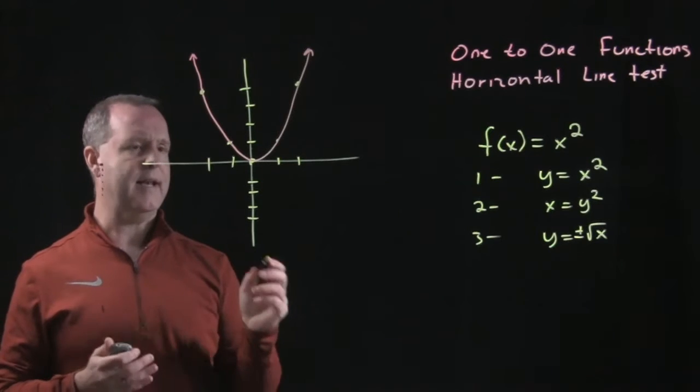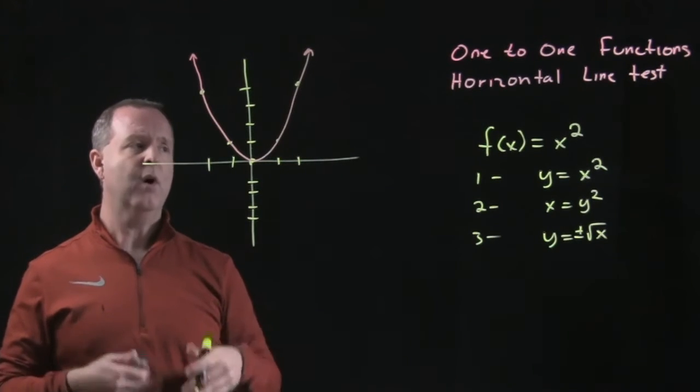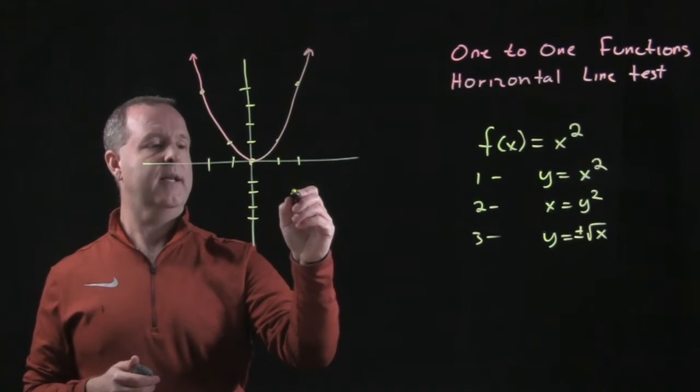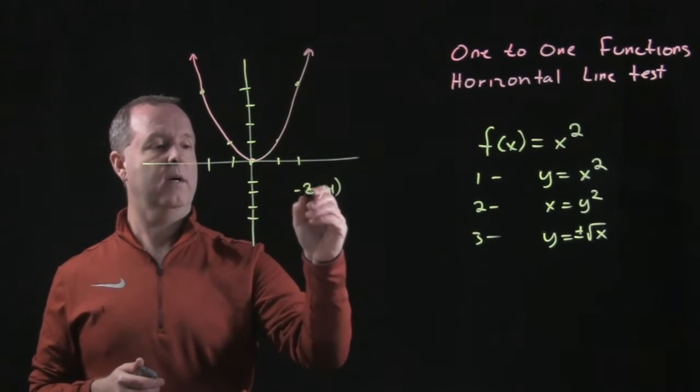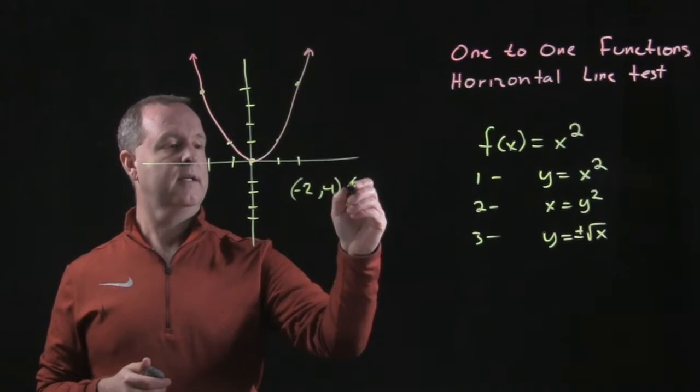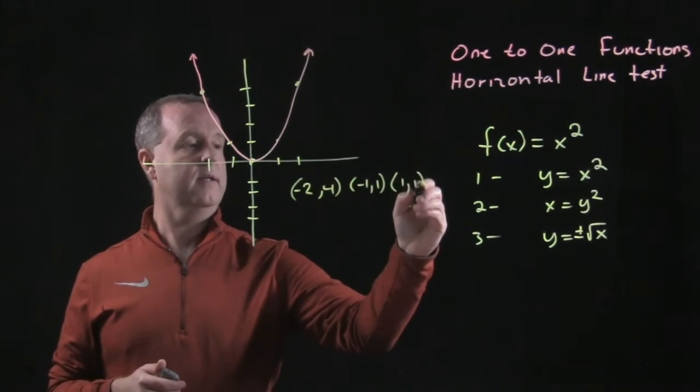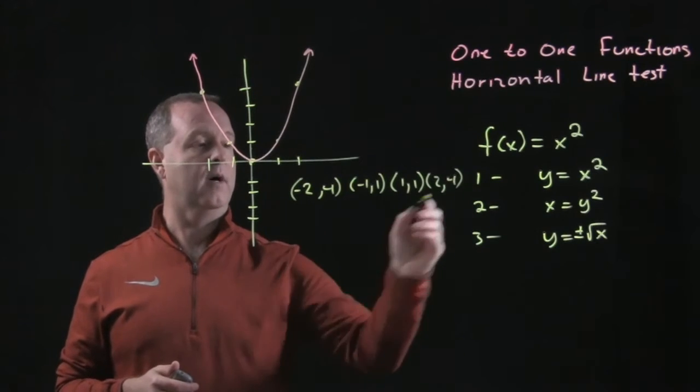Now, I want to look at a couple of those points to get a sense of what an inverse is doing. So let's go ahead and look at the point negative 2 and 4. Let's look at negative 1 and 1. Let's look at 1 and 1. And let's look at the point 2 and 4.